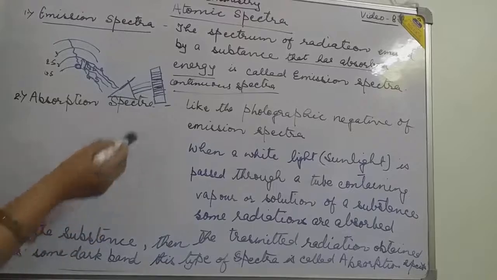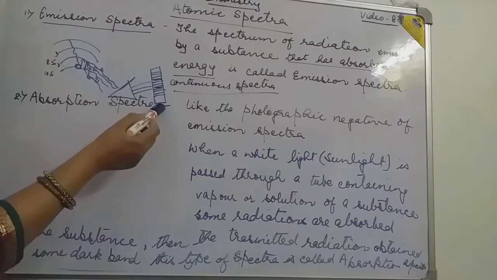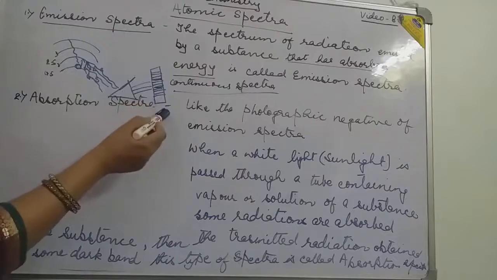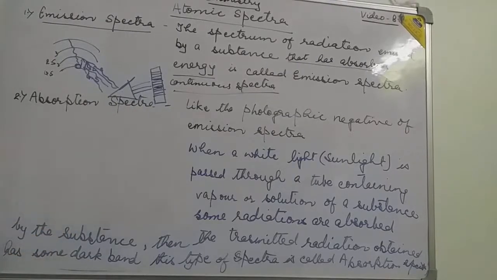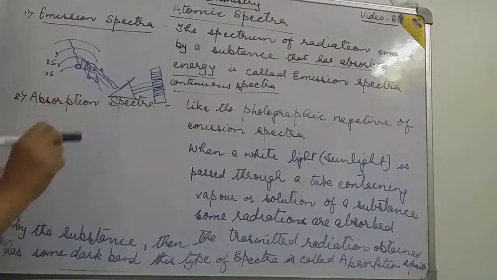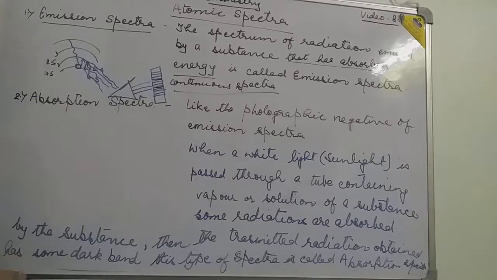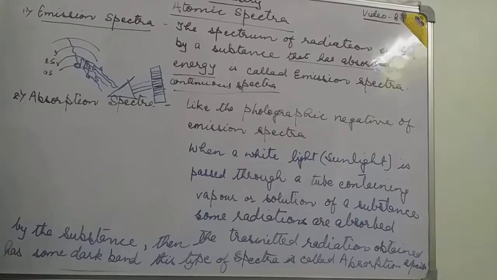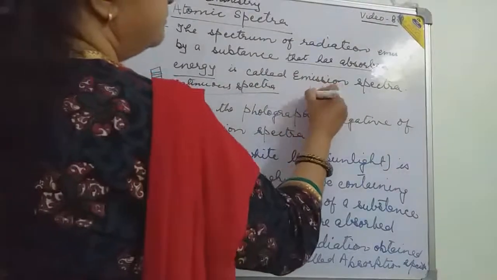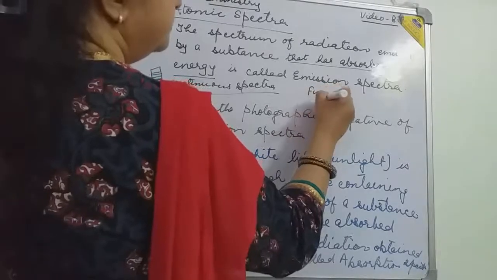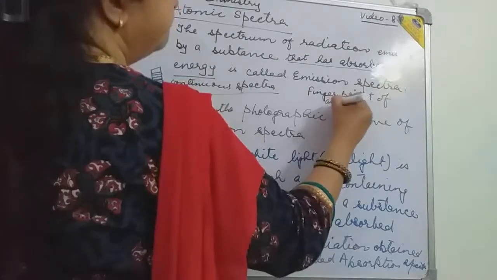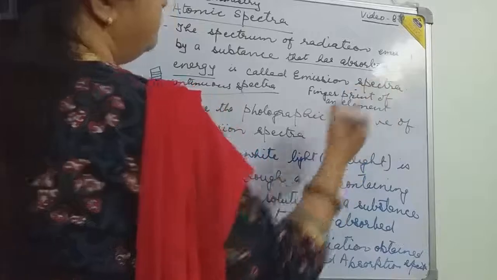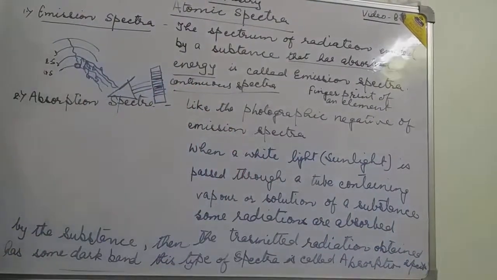Each and every element has a unique emission spectra, that type of spectra is its blueprint, or we can say that type of spectra is the fingerprint of an element. Many elements are discovered by this method.